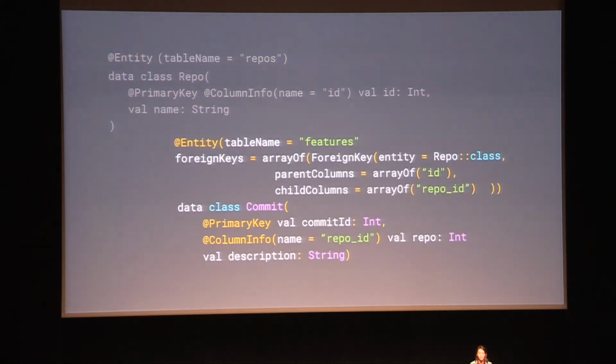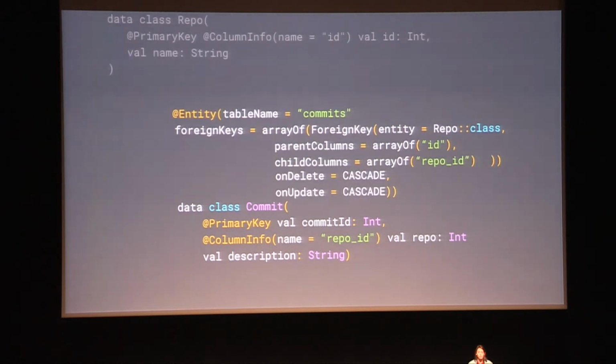So here we would say, what's the connection between the repo class and the commit class, and say that this is based on the ID, respectively repo ID columns. And then Room also allows setting what should happen on delete or on update. So all of this, all the foreign keys concepts are not foreign to us because they just come from the SQLite database. Room just exposes APIs to work with them.